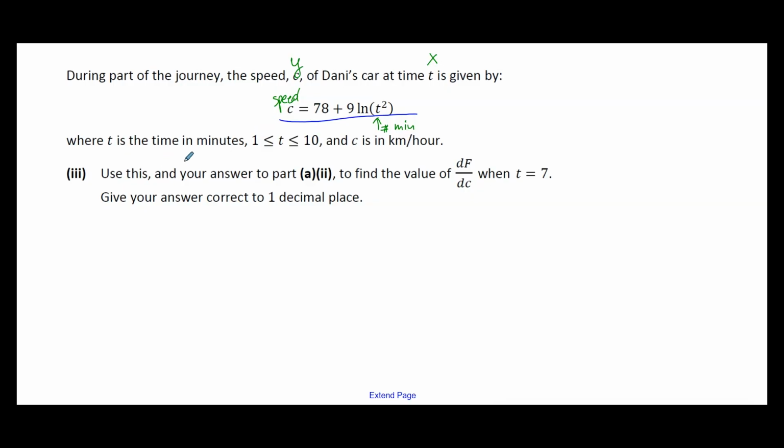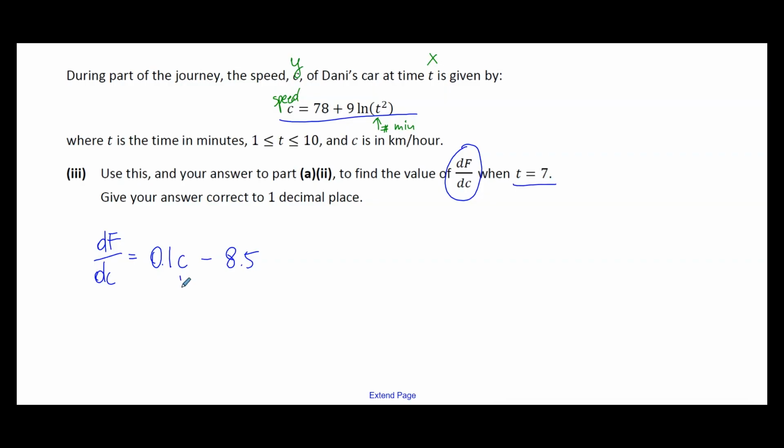Okay. Use this and your answer to part A2. So what was my answer to part A2? We had the derivative dF/dc. So let's just remember what that was, 0.1 c minus 8.5. So that to find what? The value of that derivative when t is 7.